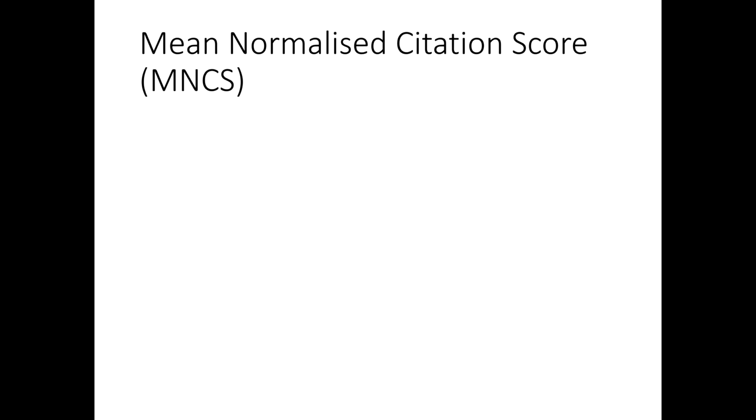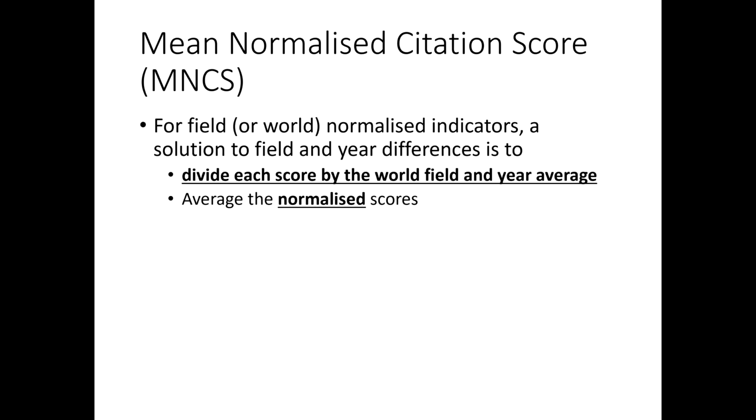One solution to this, the standard solution, is the mean normalized citation score, MNCS. This is from Leiden. It gives a field normalized indicator, where you divide each score by the world field and year average, and then you average the normalized scores. So you normalize citation counts by dividing by the average for the world for that field and year, and then you average the normalized scores rather than the original scores. This gives what's known as the MNCS. Let's see how that works.